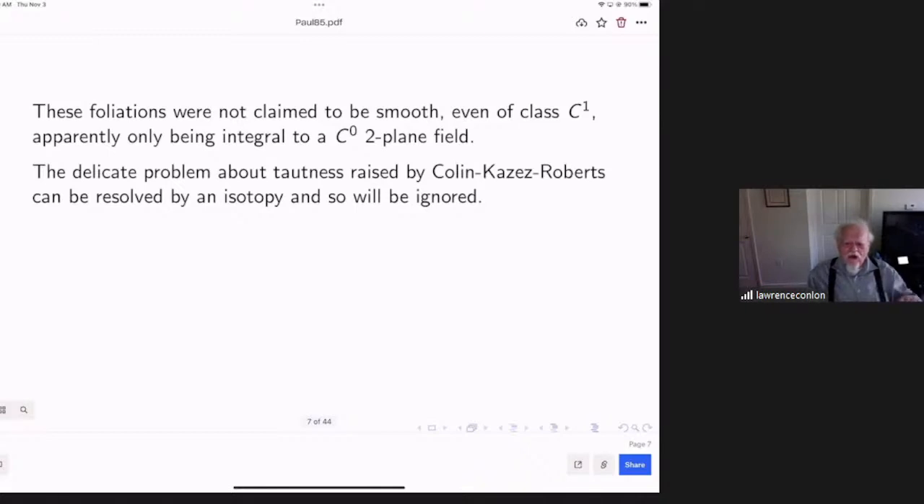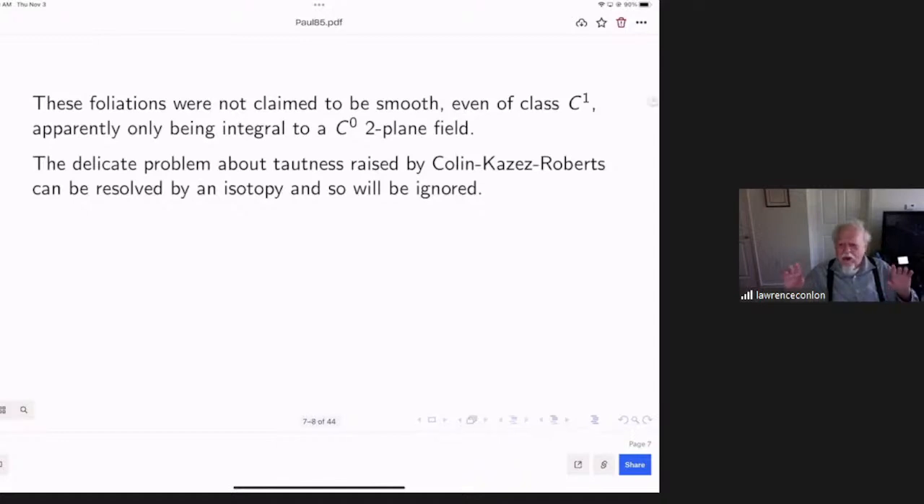That foliations only tangent to a C0 two-plane field. It could have no dead end components, but there could be another foliation tangent to exactly the same two-plane field, which has dead end components. Absolutely fantastic. But the problem can be, as I say, ignored, so we won't worry about that. Next page.